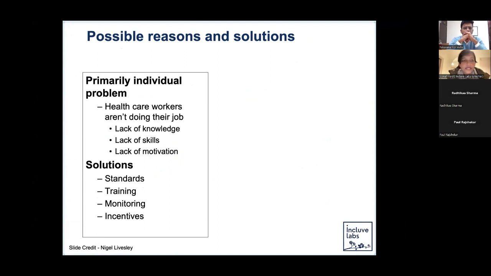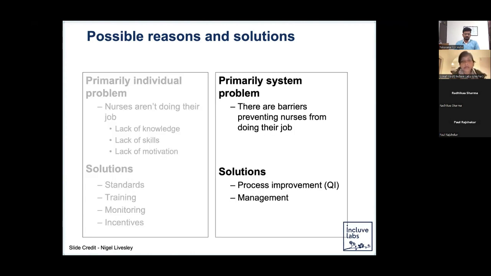Okay. So if we think this is an individual problem, that healthcare workers don't have the knowledge, don't have skills, or don't have motivation, then our usual solutions are training, right? If they don't have skills, we need to train them. If they're not motivated, we need to give them some incentives, which could be financial or non-financial. Or they don't know things, so maybe we can put posters on the wall, right? This is where our mind usually goes, or they might need some supervision because they're not doing their job properly.